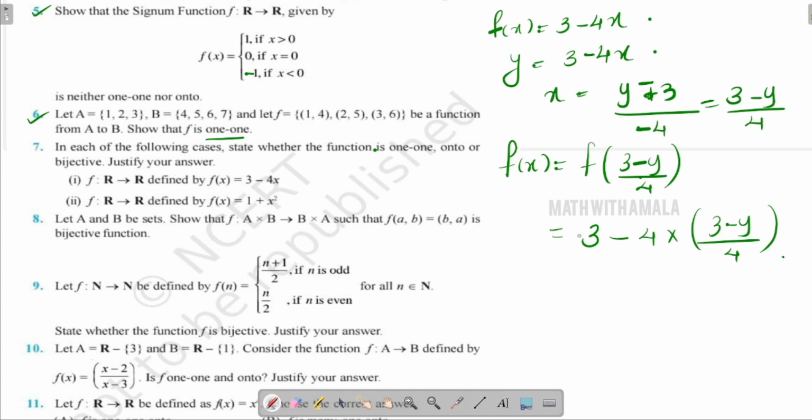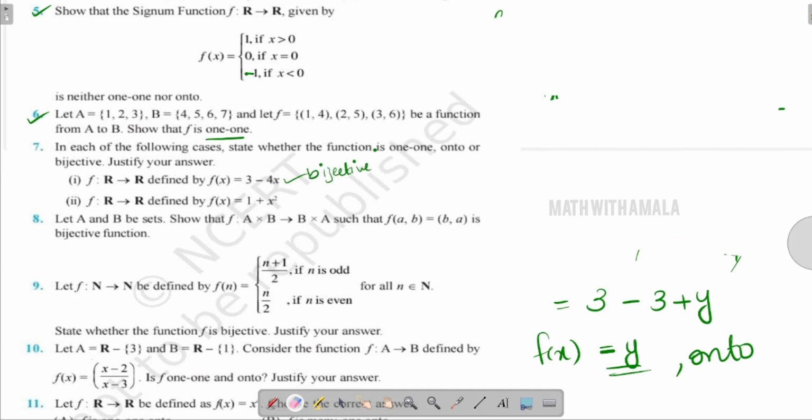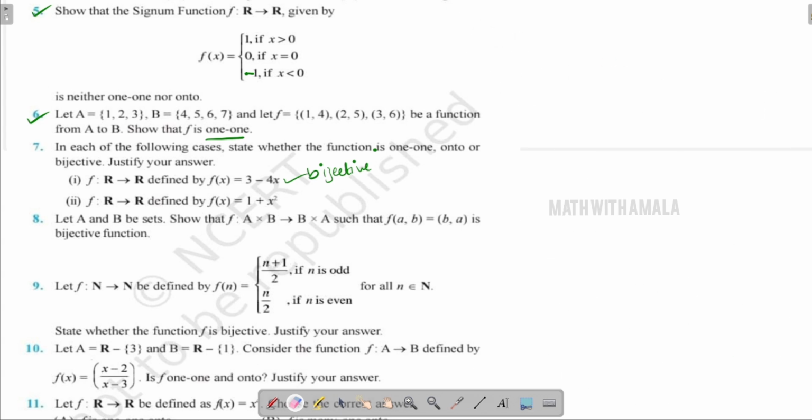That is f of x, that is f of (3 minus y) by 4. That is, you can write 3 minus 4 into (3 minus y) by 4, which means we are substituting this value in the f of x function. That is equal to 3 minus 3 plus y. So you're getting f of x is equal to y. Hence we can say it is an onto function because there is a pre-image for every element in the codomain. Now we can say that the first function is bijective since it is both one-one and onto.